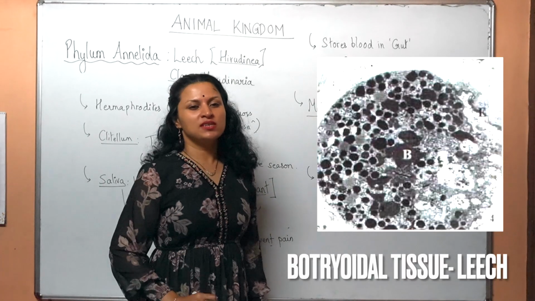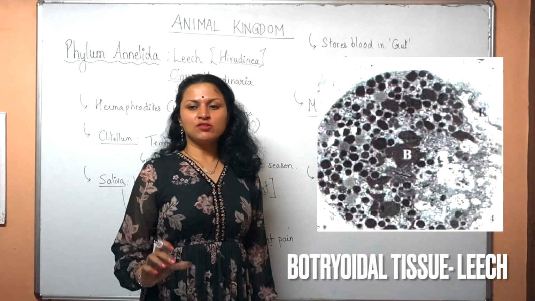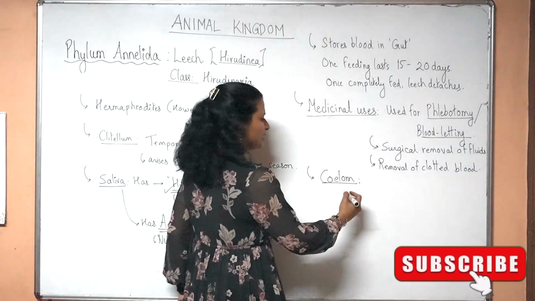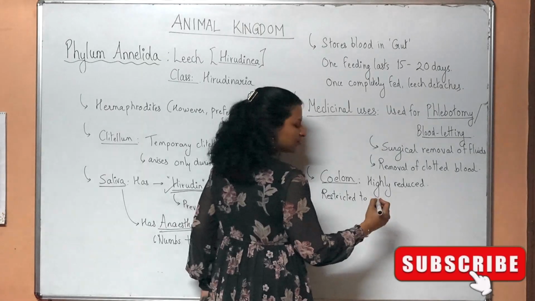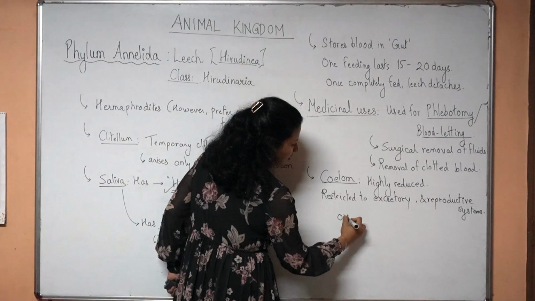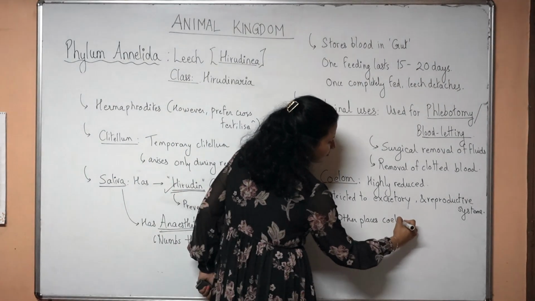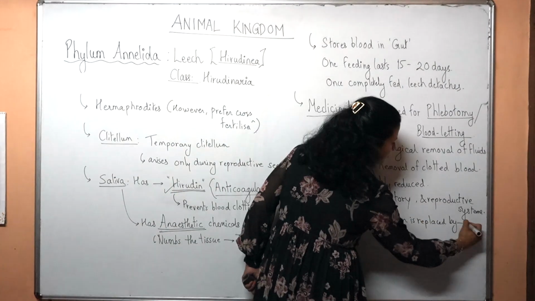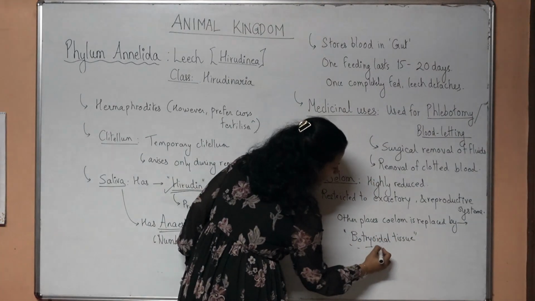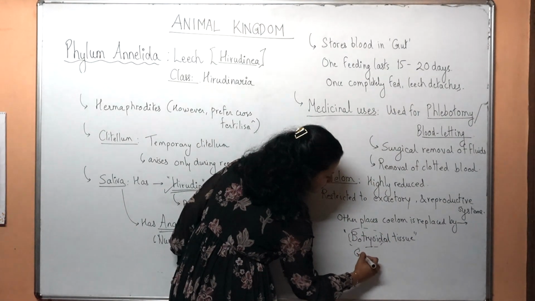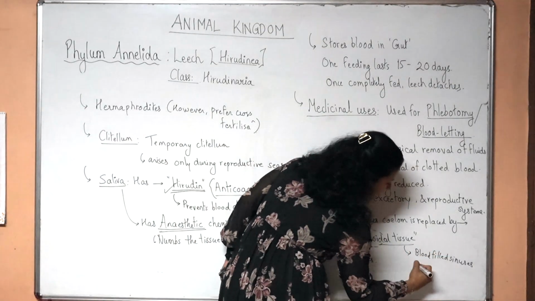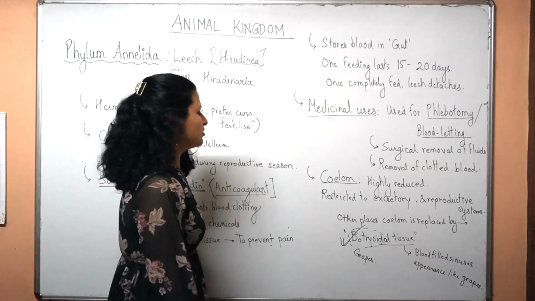Botryoid means grapes. If you look at this tissue under the microscope, it will have a grape-like appearance. That's why it is named so. Coelom highly reduced, restricted to which systems? Excretory and reproductive systems. Other places, coelom is replaced by what? Botryoidal tissue, wherein botryoid means grapes and this tissue is basically blood-filled sinuses, appearance like grapes. This term is important, botryoidal tissue.